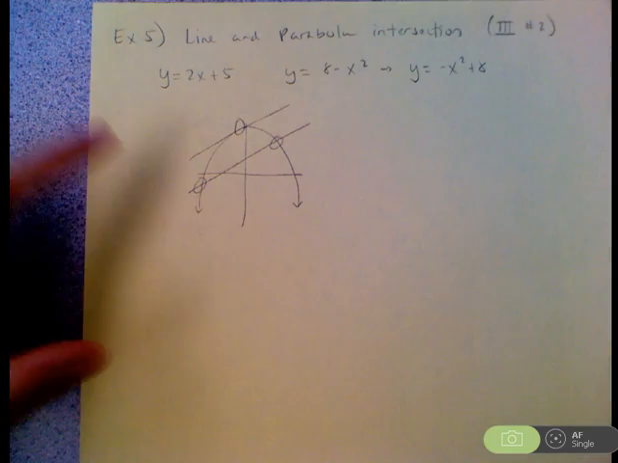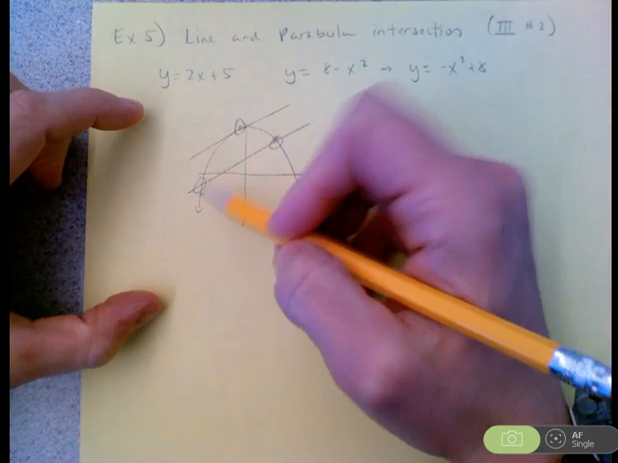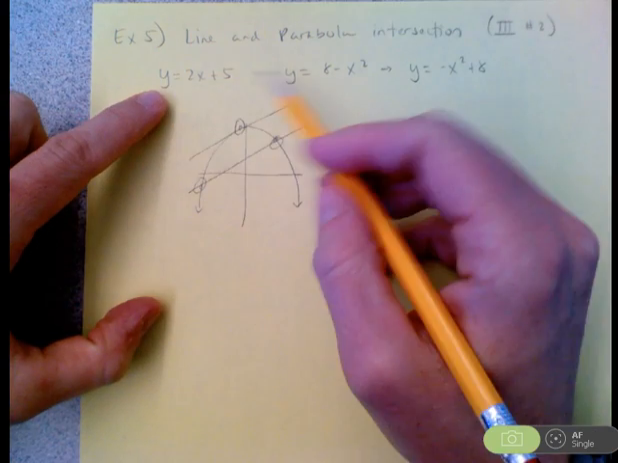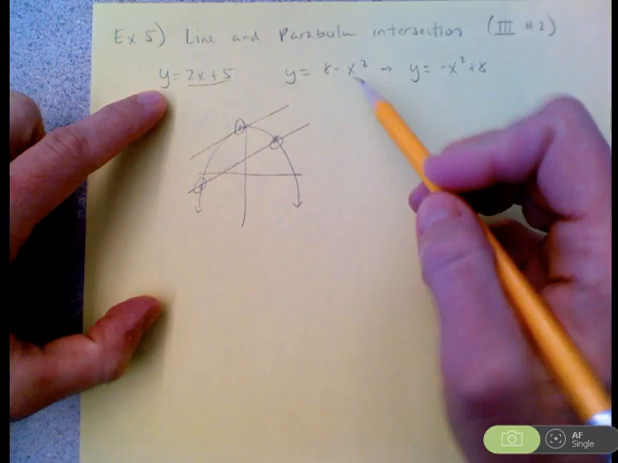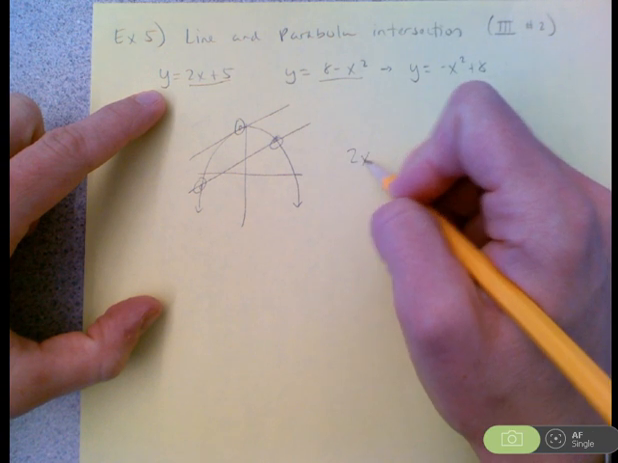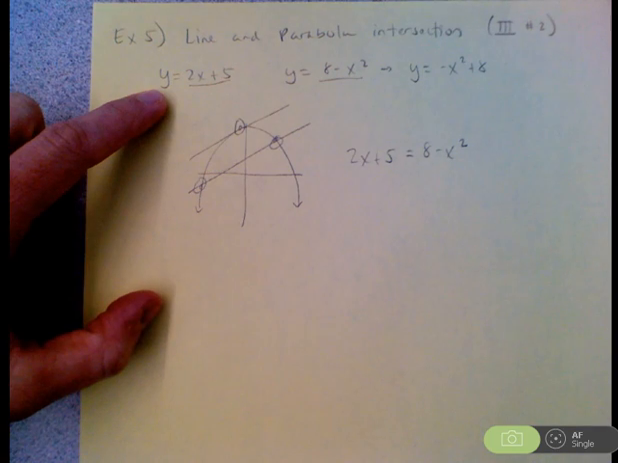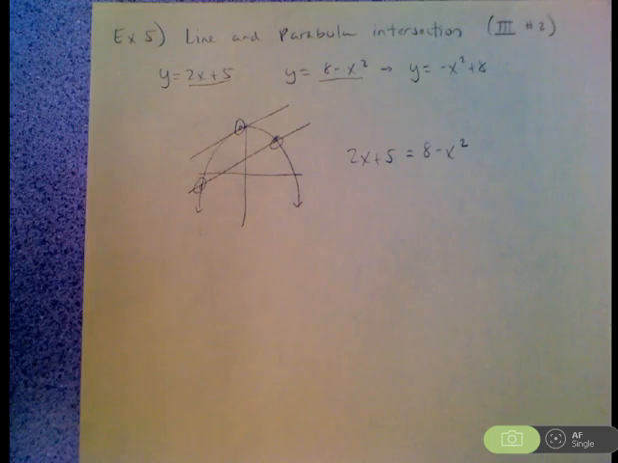If they intersect at all, you've got an x and a y value that are exactly the same for both equations. So if my y value is the same, I can set these 2 things equal to each other and solve. So that's 2x plus 5 equals 8 minus x squared. Hopefully you can see that this is heading to a quadratic.